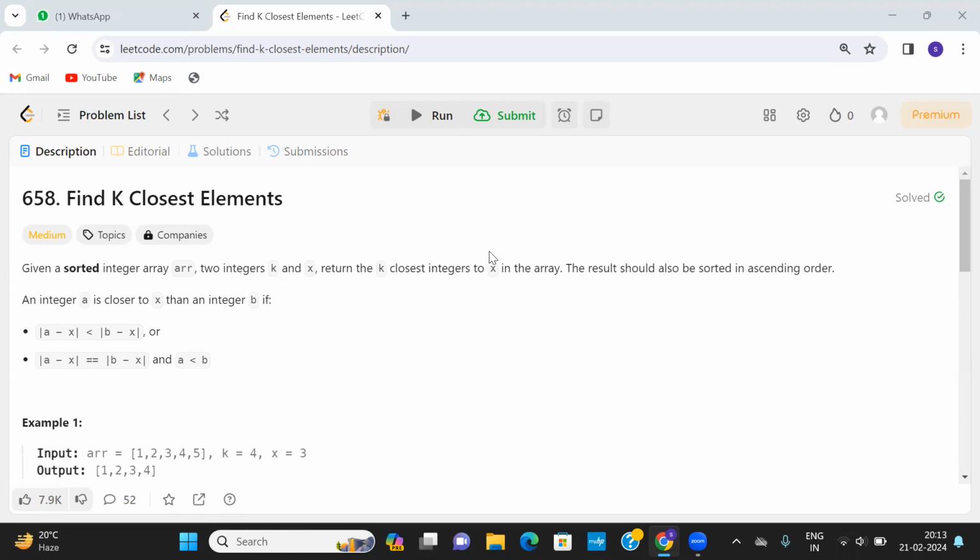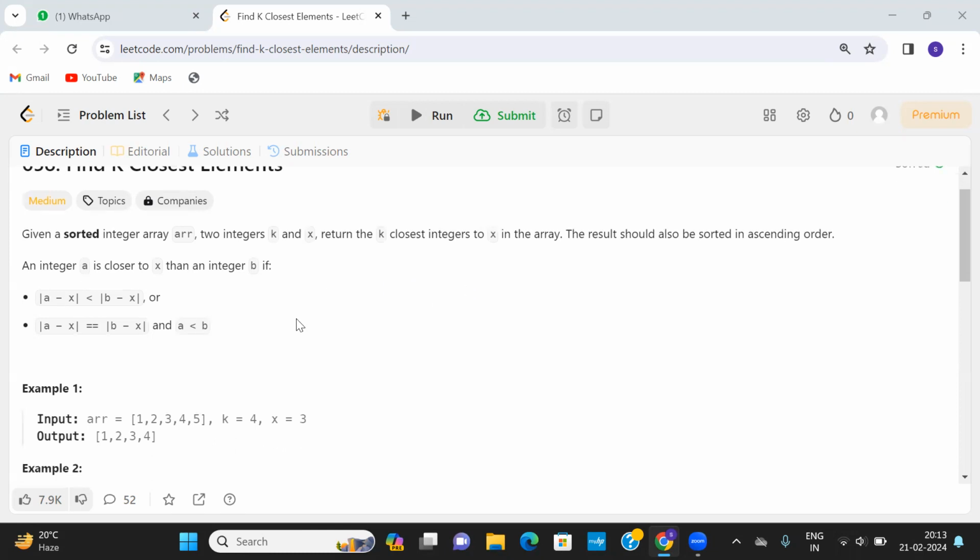So first of all, let us understand what we mean by closest integer. We need to find closest integers to x. We will see if a minus x is less than b minus x, or a minus x equals b minus x. Closest means, if we are finding a closest number to 5, 4 is much closer to 5 as compared to 3, because the absolute difference between 4 and 5 is 1, and between 3 and 5 is 2. So the closest number to 5 will be 4. I think the meaning of closest is very clear. So we need to find the k closest integers to an integer x.